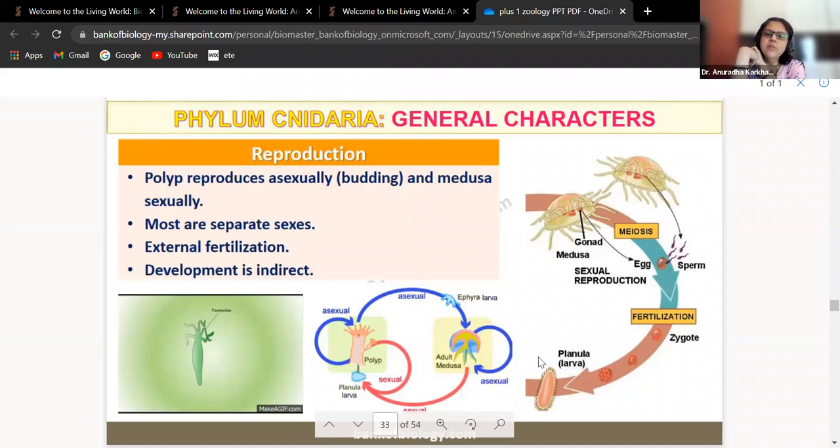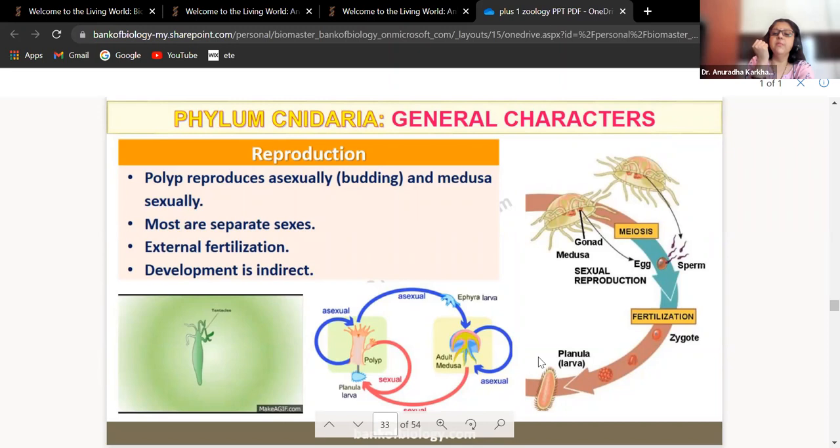Polyp stage kya hota hai aur medusa stage kya hota hai, samjha beta? Polyp stage hamesha attached hota hai, medusa free floating hota hai. Polyp buds banata hai, medusa gametes banata hai. Polyp asexual reproduction undergo karta hai, medusa sexual reproduction mein help karta hai. Understanding these points, correct? Polyp will give rise to medusa, while medusa will give rise to polyp.